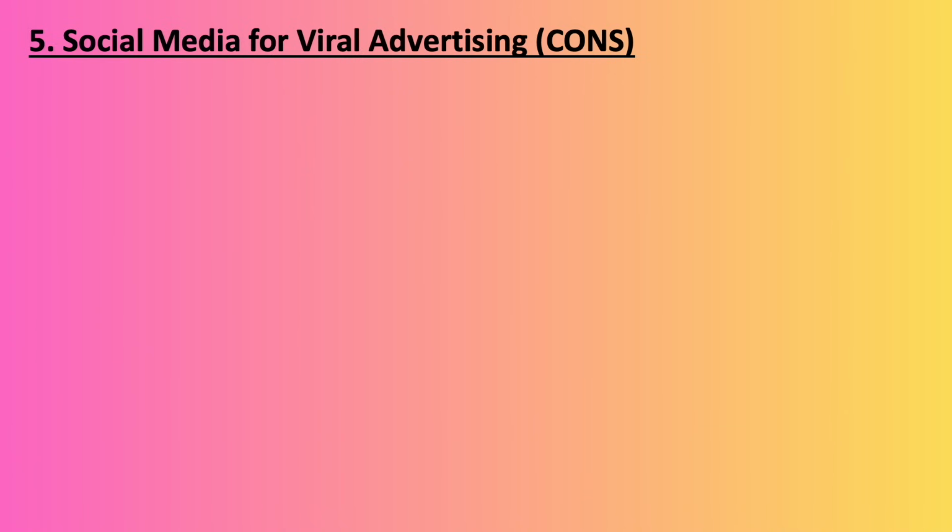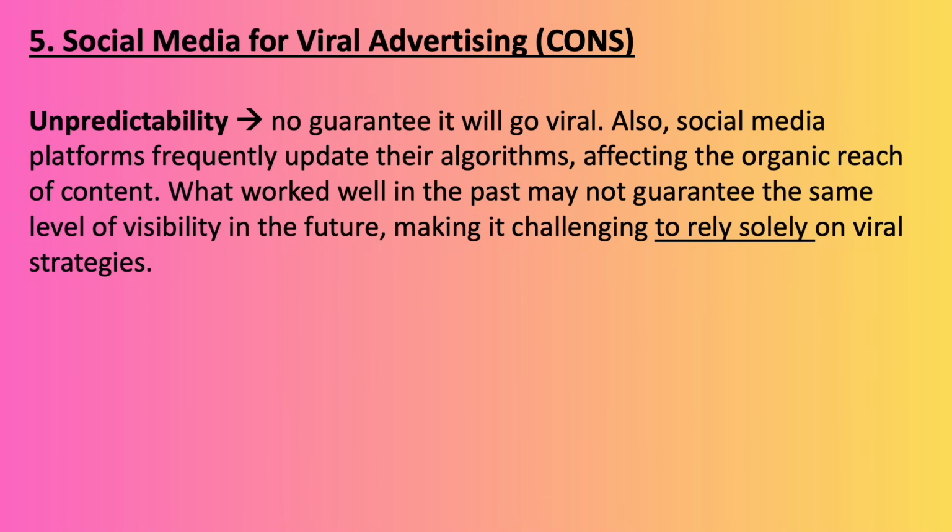But the problems are unpredictability. There's no guarantee any marketing campaign will go viral. Also, social media platforms frequently update their algorithms, affecting the organic reach of the content. And what worked well in the past, it might not guarantee the same level of visibility in the future. Therefore, it makes it challenging to rely solely on viral strategies. It might be something for a conclusion that you can't rely solely on viral strategies. It might be that you need to have a combination of strategies to look to grow your business's awareness.